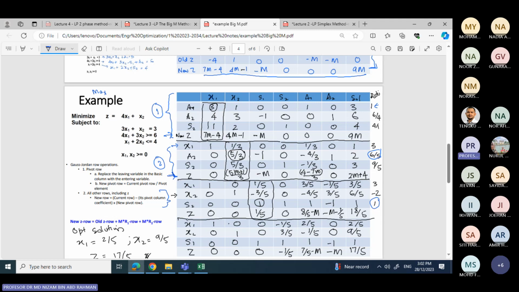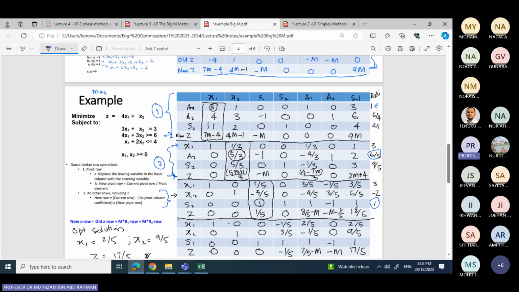And next iteration, we have X1, X2, and S1. And we perform a similar Gauss-Jordan operation again. And basically, this is the solution that we got. Z equals 0, 0, 0. S2 is minus 5. And A1 is 7 over 5 minus M. And A2 is minus M.